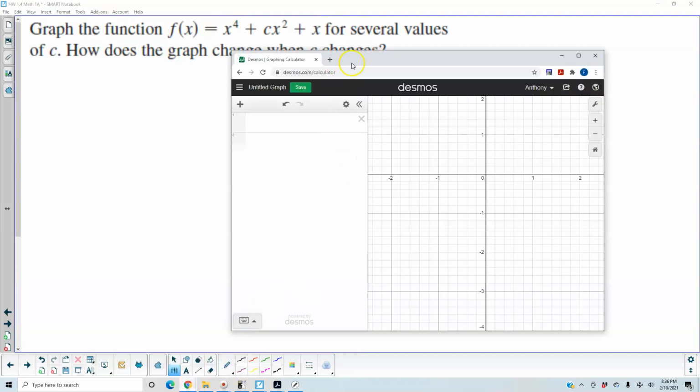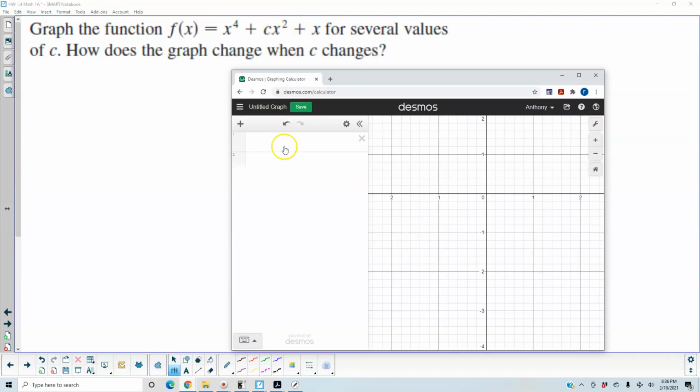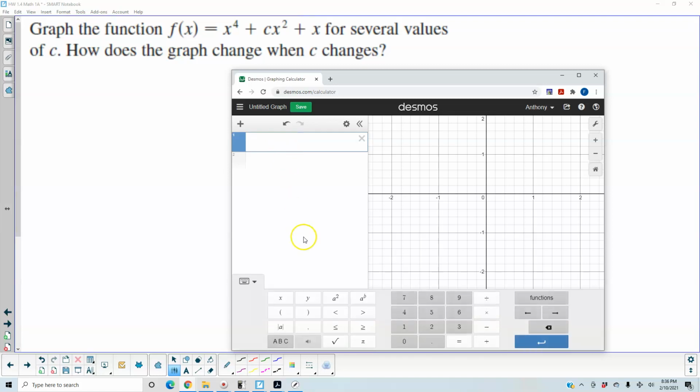So let's go ahead and put in, first we're going to let c equal 1. So we'll put in x to the fourth plus 1, so that's going to be x squared plus x. Okay. Now, let's go ahead and put negative 1. So let's go ahead and put in the same graph.